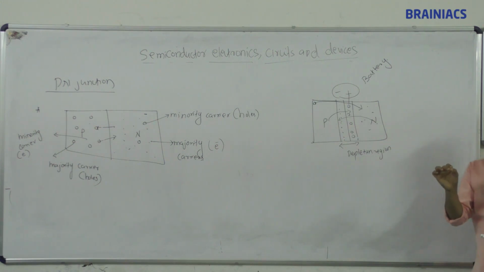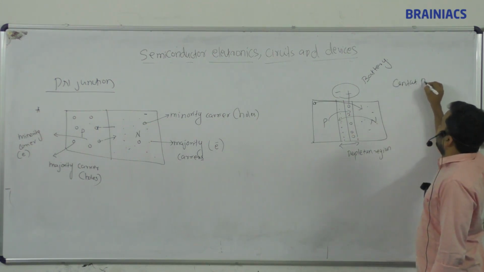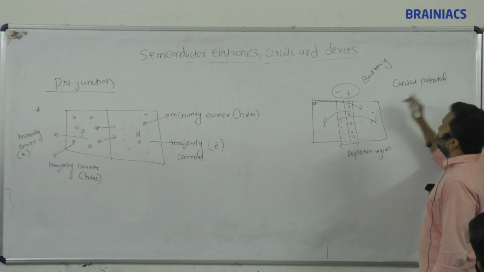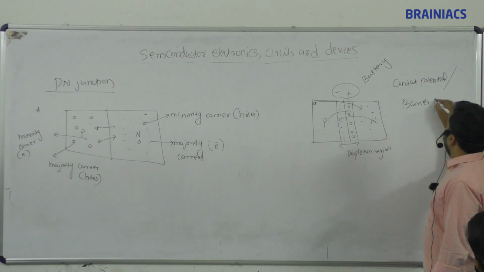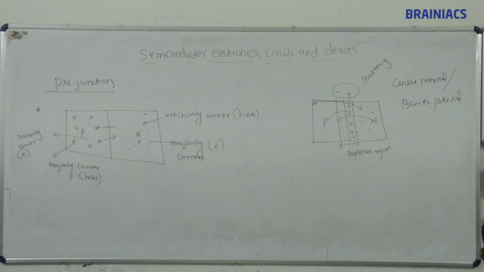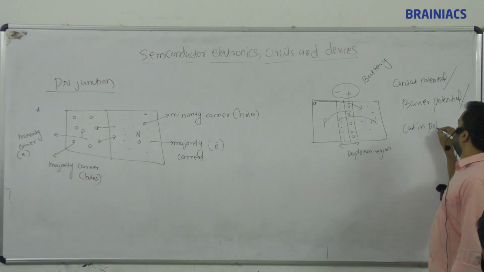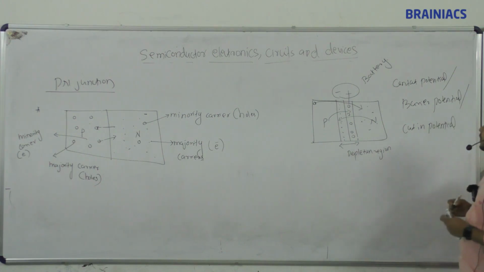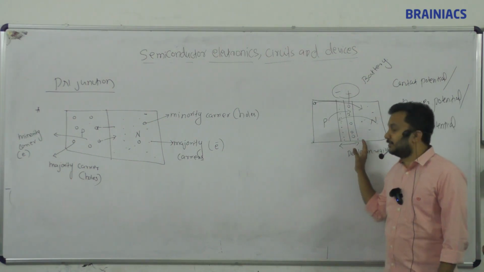That voltage is called contact potential, or barrier potential. So contact potential is the voltage formed at the depletion region. It is also called barrier potential. Okay, two names, contact potential and barrier potential, and one more word is cut-in potential. Maybe at least some of you have already heard these. Contact potential, barrier potential, cut-in potential, all the same, with different names in different books.